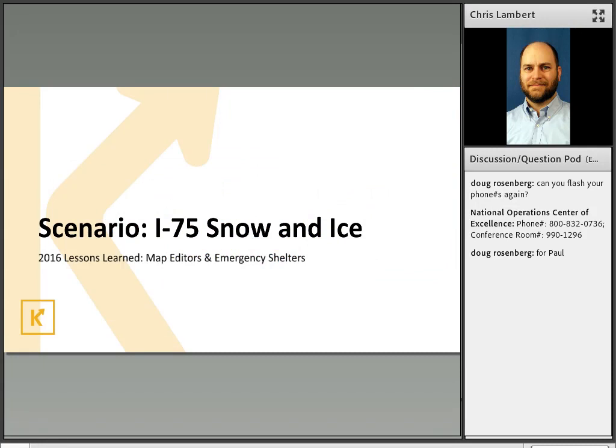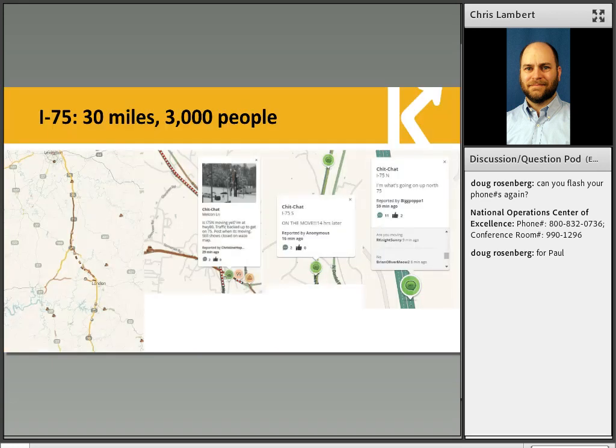So one of our scenarios is the I-75 snow and ice, and I'll call it just an issue. In 2016, we ended up with 30 miles of roadway that had come to a complete stop, and there were 3,000 people stuck on our roadway, and so that caused quite an issue.